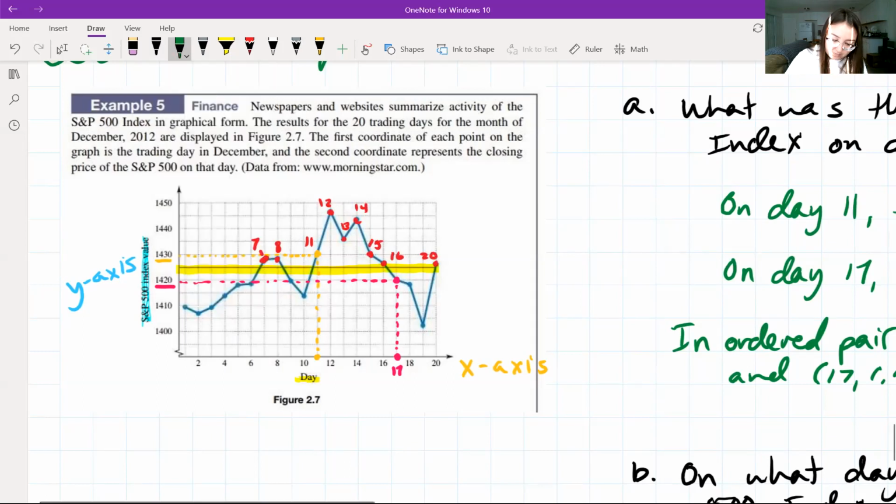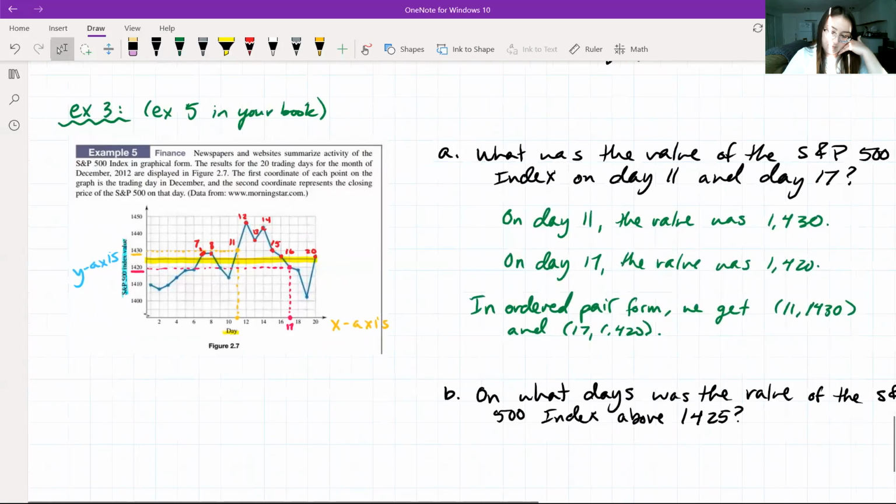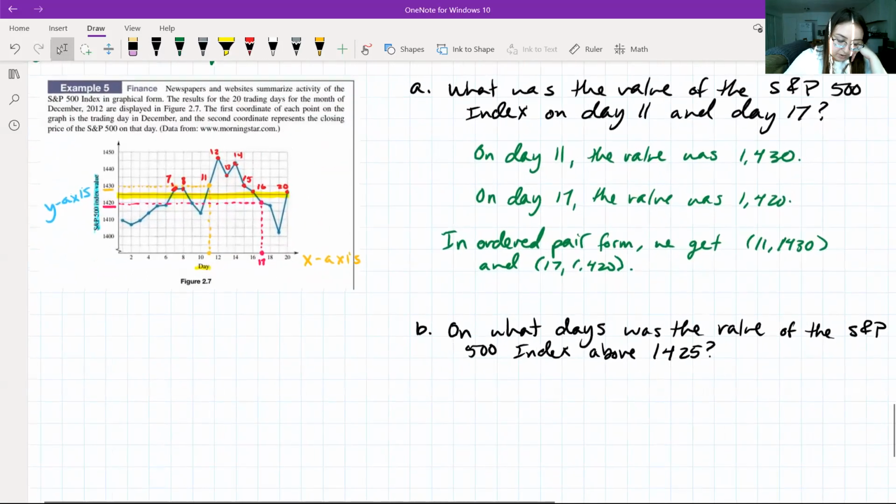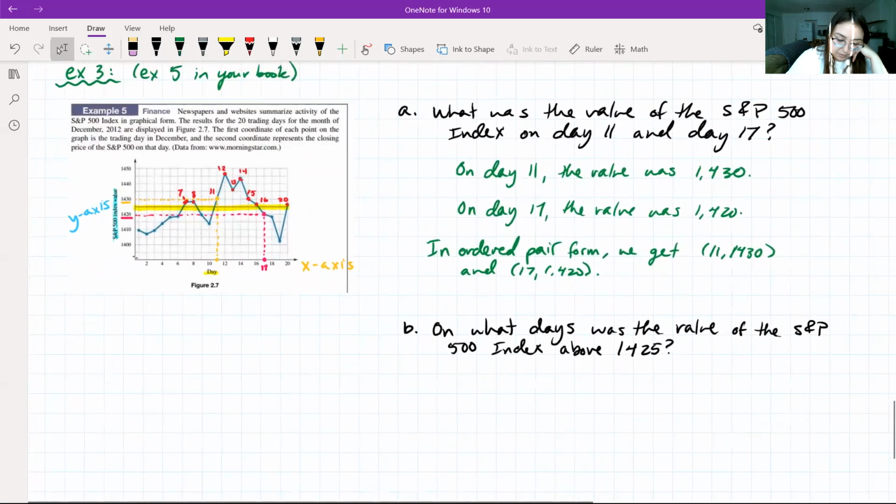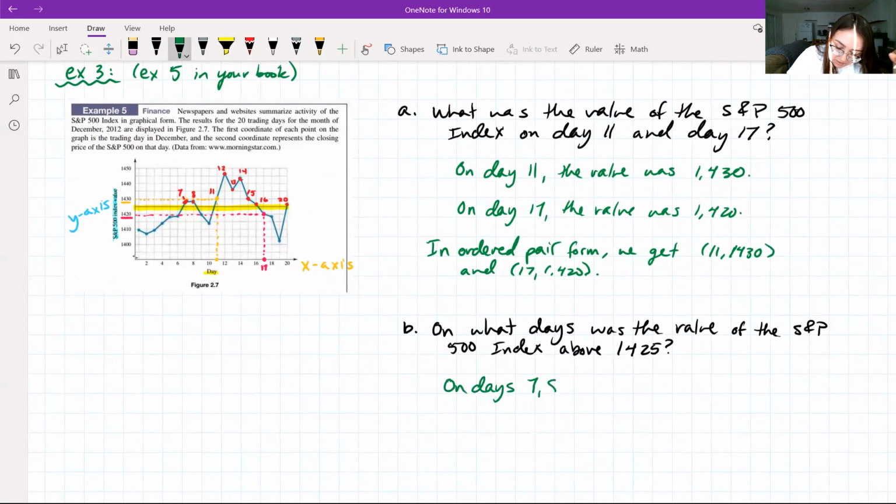So we've now found all of our days above the value of 1,425. Now all we have to do is write them down. So we know that on days 7, 8, 11, 12, 13, 14, 15, 16, and 20, those values were above 1,425. Therefore, those are our days, which correspond to the x coordinates of those points.